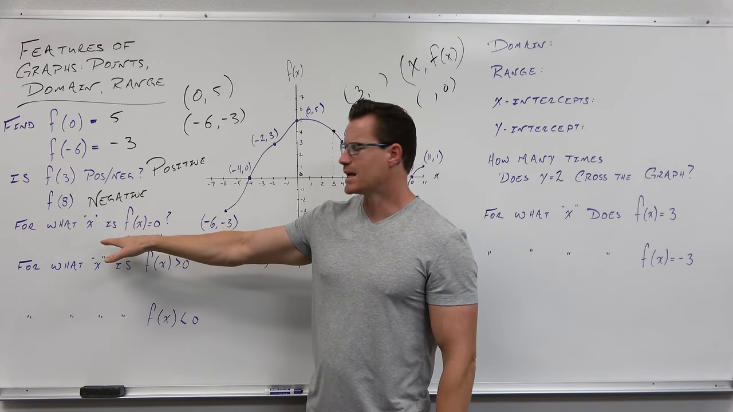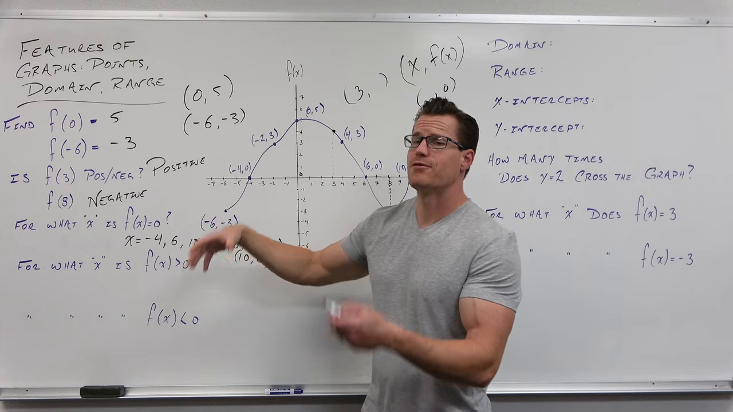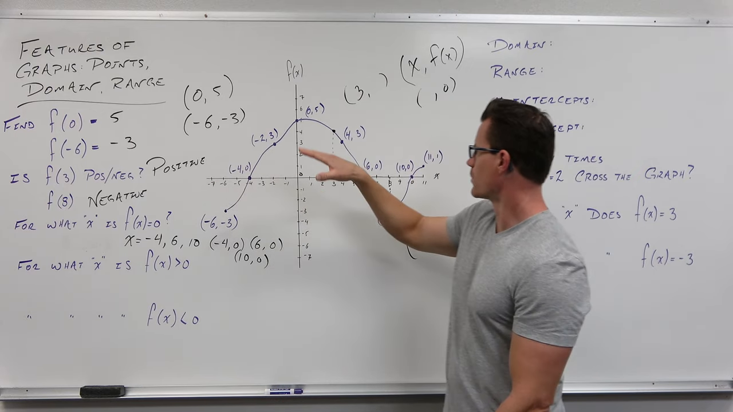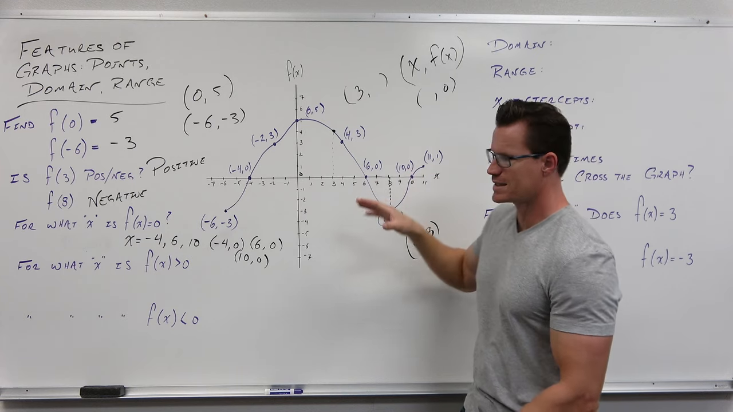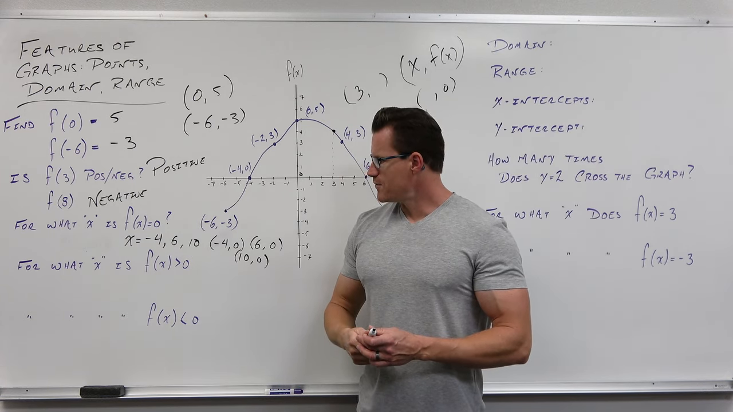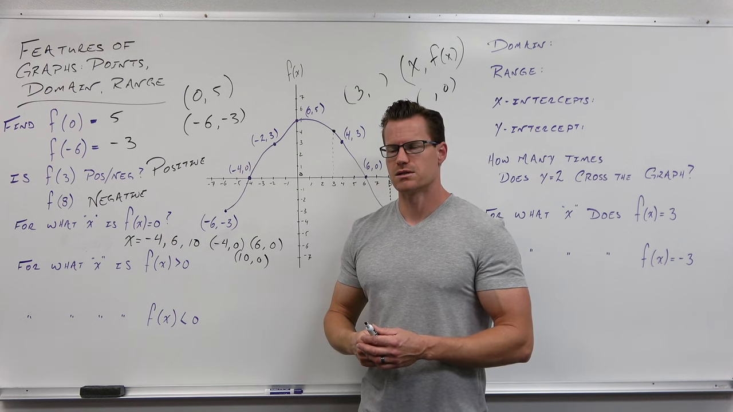This is different. This is saying, now your y value, your f of x value, is 0. Find the x's that make that happen. So we're at (negative 4, 0), okay, (6, 0), okay, (10, 0). We're thinking about it differently. How about the next one? For what values is f of x greater than 0?